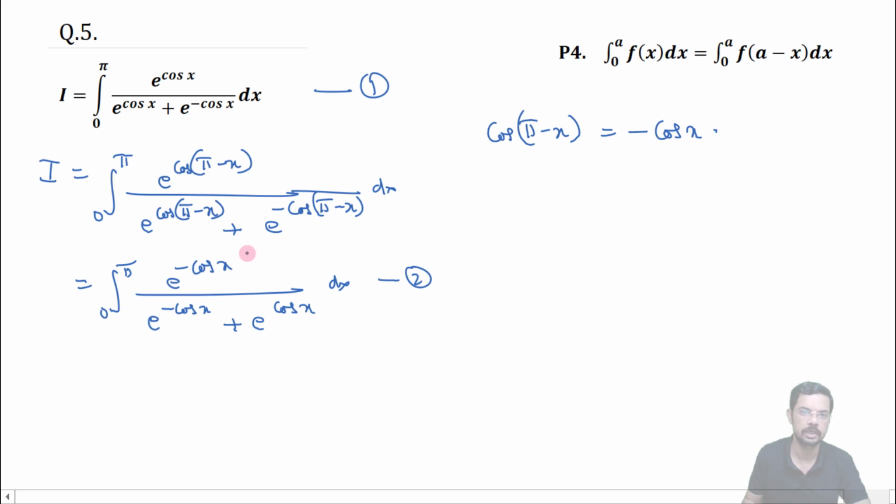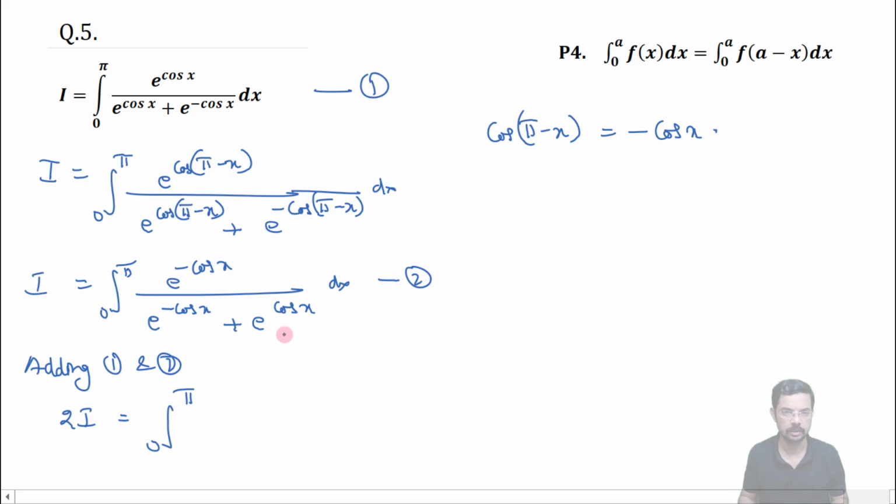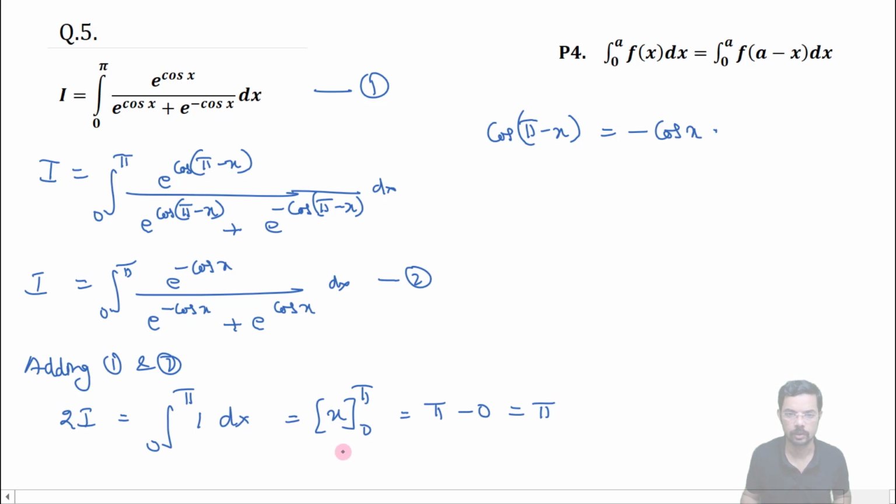When you add both of them, the numerators will get cancelled and we will get 1 as the integrand. So adding 1 and the second equation, we get 2I equal to integral from 0 to pi. The numerator and the denominator will become the same. So we have integral of 1 dx, which will be equal to x from 0 to pi, that is pi minus 0, which is equal to pi. So 2I is equal to pi, so I is equal to pi by 2.